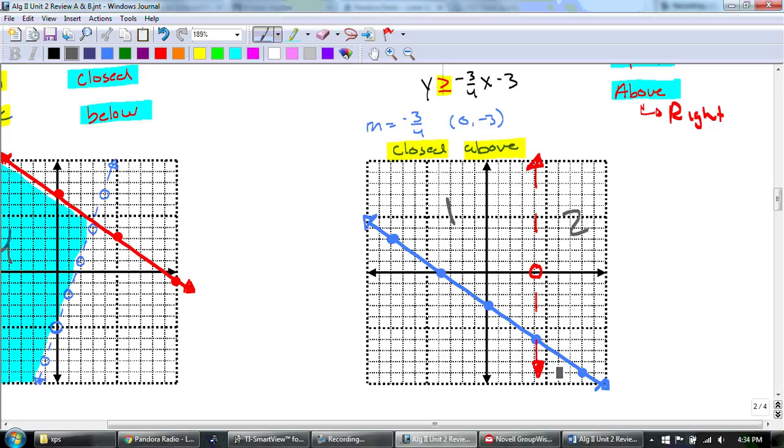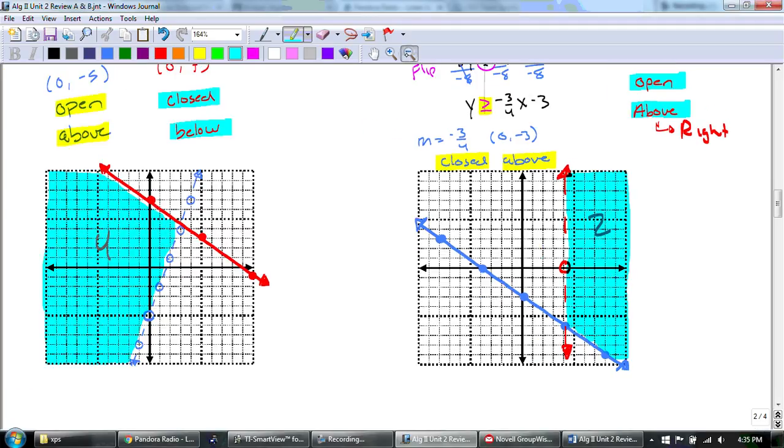Okay, so I've got sections 1, 2, 3, and 4. I need to be above the blue, so that means I can get rid of 4 and 3, but I need to be to the right of the red line. So that leaves us with section 2. Okay? And remember, you guys can number them any way that you want to. You don't have to number them the same way that I do. But there you go. And that's it for Unit 2, Review A.